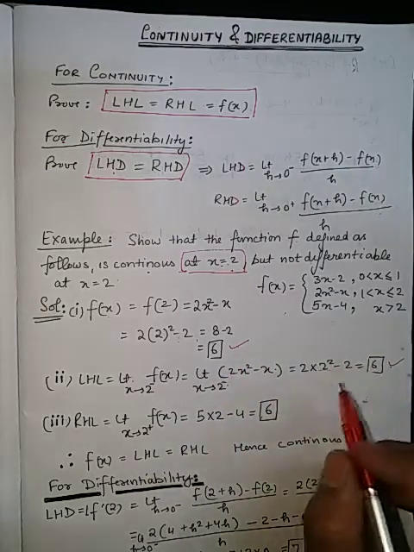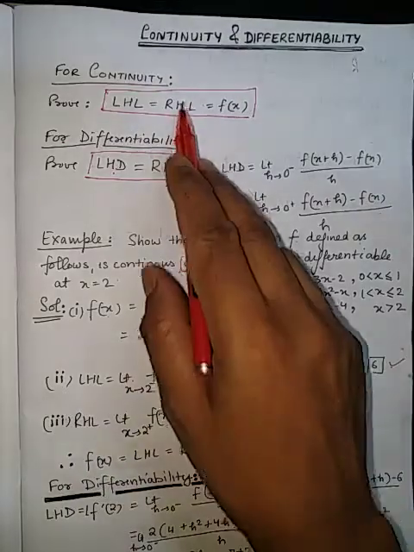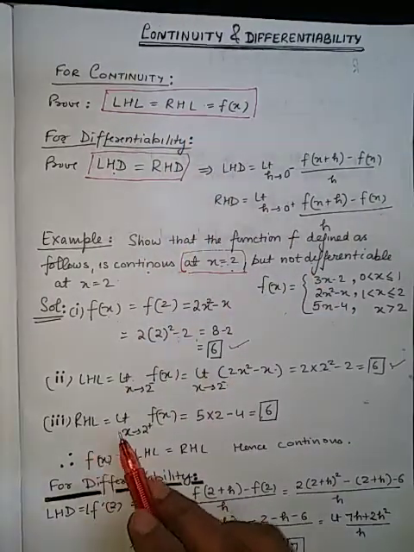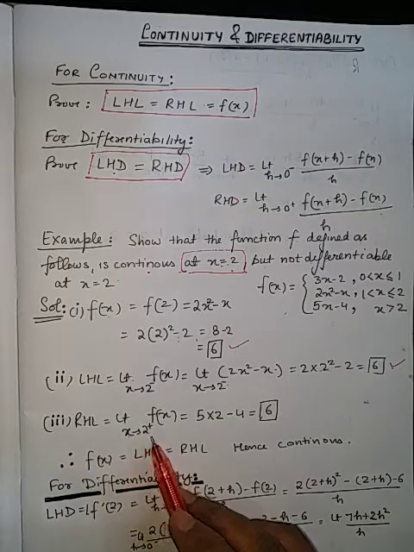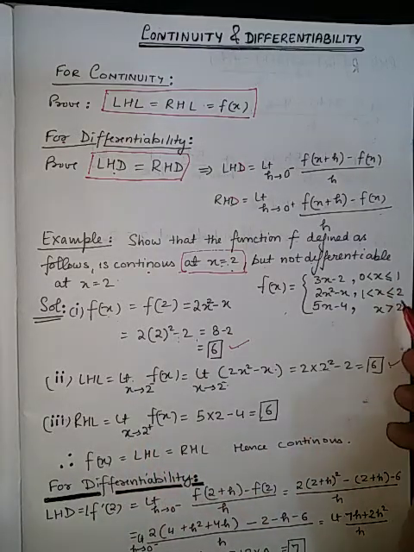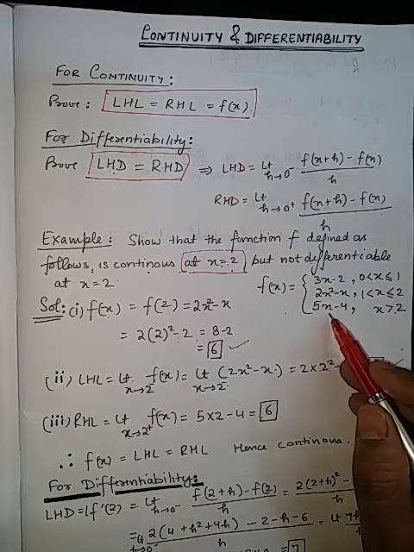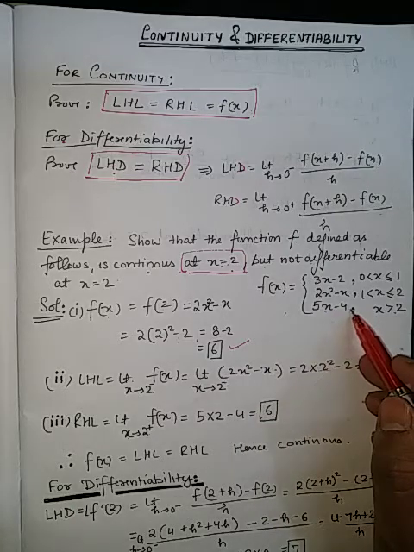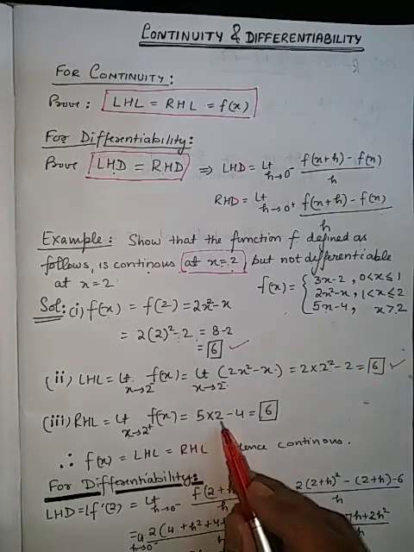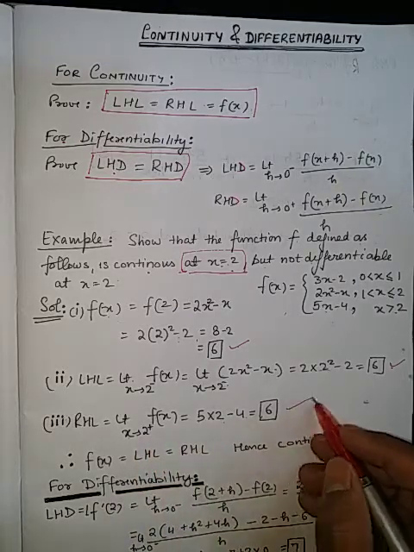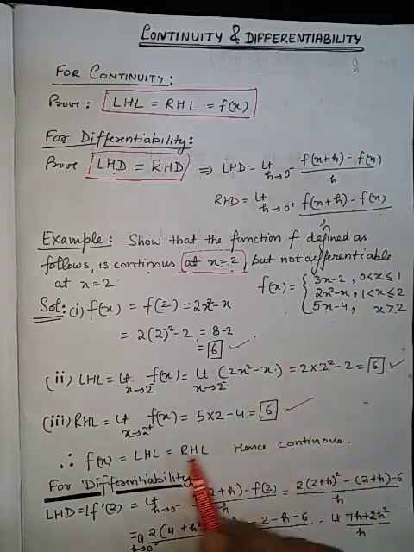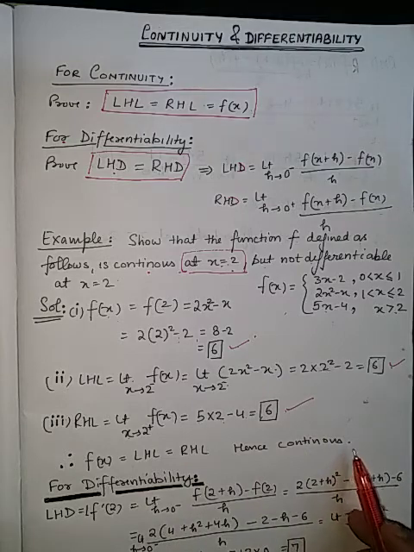Now finally we have to find the value of the third one, the right hand limit. x tending to 2 plus, greater than 2, is the case of the third equation. That means we have to take this equation 5x minus 4. So 5x minus 4, value of x is 2. So again the answer is coming. These three are equal, hence it is continuous at x equals to 2.